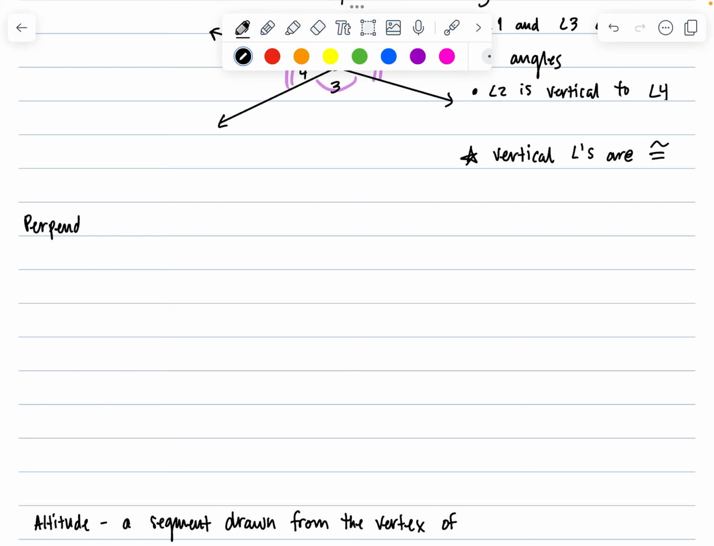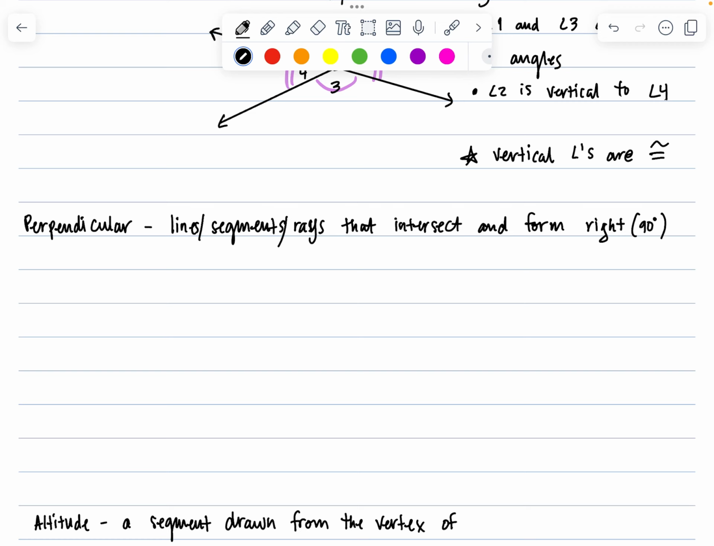So, perpendicular. Perpendicular is a new term as well. It is a line, segment, or ray. Or rays. These are plural. Lines, segments, or rays that intersect and form 90-degree angles or form right angles. So for instance, we have two lines that intersect, kind of like the XY plane. They are perpendicular if they form a right angle.